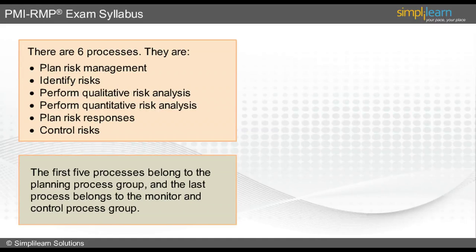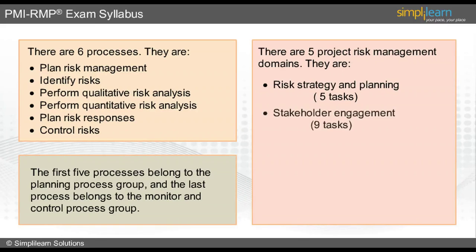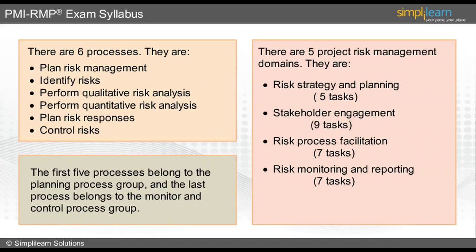The 5 domains are looked at in each of the processes. Each of these slides carries some of the tasks, like risk strategy and planning carries 5 tasks, stakeholder engagement carries 9 tasks, risk process facilitation and risk monitoring and reporting consist of 7 tasks each, and finally, perform specialized risk activities consists of 3 tasks. Let us move on to the domain 1, which is risk strategy and planning, in the following slide.